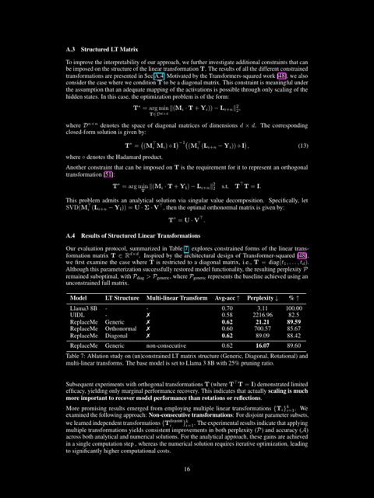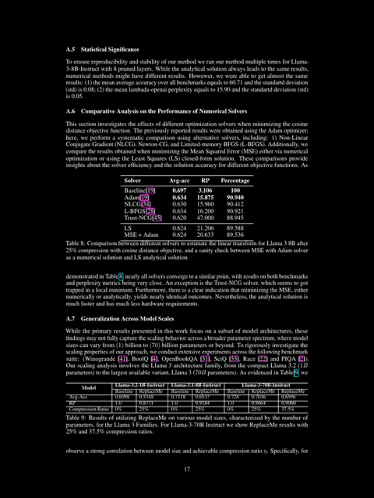Addend 5, statistical significance. To ensure reproducibility and stability of our method, we ran our method multiple times for Llama 3 8B and a set of pruned layers. While the analytical solution always leads to the same results, numerical methods might have different results. However, we were able to get almost the same results. First, the mean average accuracy over all benchmarks equals 60.71 and the standard deviation is 0.08. Second, the mean Lambada perplexity equals 50.90 and the standard deviation is 0.05.